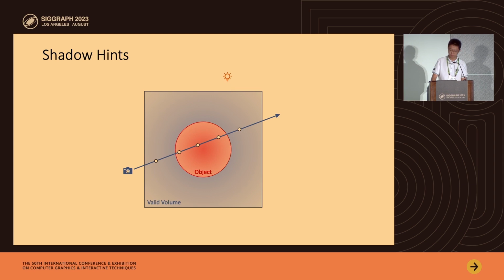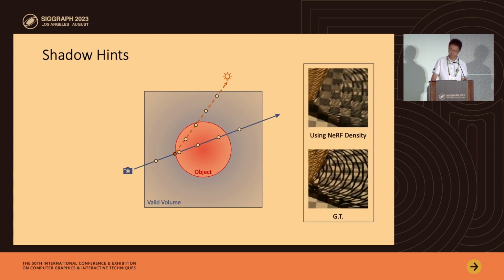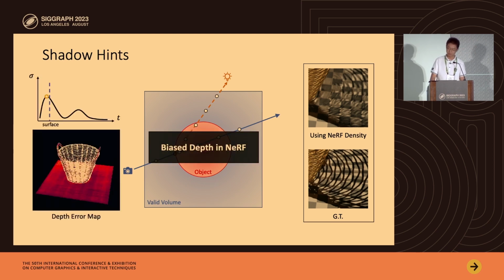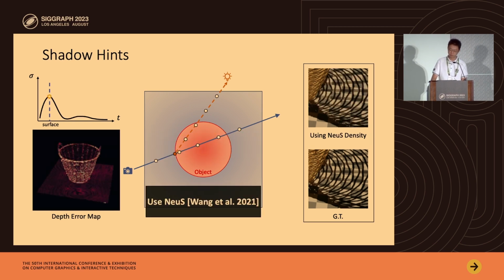To speed up computations, we approximate light source visibility of a whole primary ray by shooting a single shadow ray at the estimated depth. However, we found that the result is still very blurry because NeRF introduces bias in the depths, and the estimated depths tend to be smaller than the actual depths. This depth bias in NeRF was also observed by Wang et al., who introduced NeuS as a solution. By using NeuS instead of NeRF, we obtain an unbiased depth and thus more accurate shadow hints, resulting in more accurate high-frequency shadows.